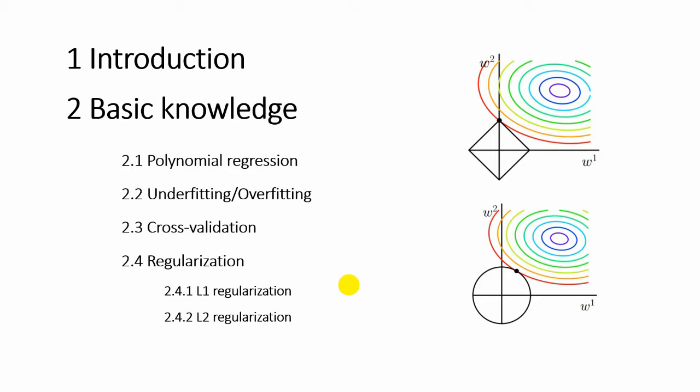As the figures on the right-hand side show, the optimal solution is where the contour and the L graph intersect for the first time. At the corners, there will be many weights equal to 0, which is why L1 regularization can produce sparse models that can then be used for feature selection.